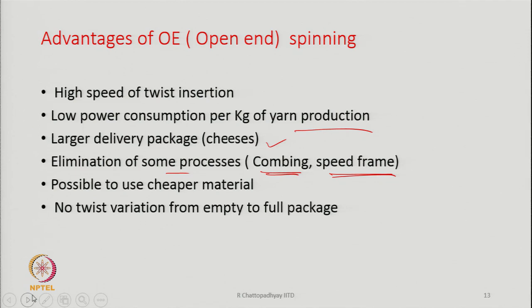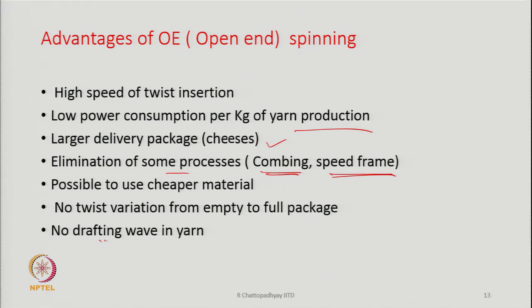No twist variation from empty to full package. In ring spinning, the ring cop, this possibility is there. Twist may vary from empty to full package. There is a chance of twist variation. Here this is not true, because there the traveler speed is not constant, it is continuously changing, and hence twist can vary in ring spinning, but it will not vary in rotor spinning systems.